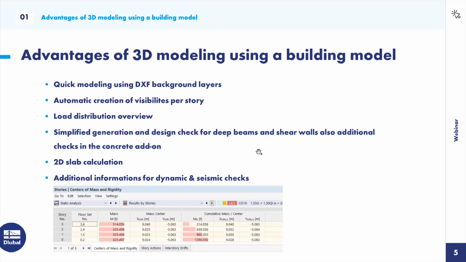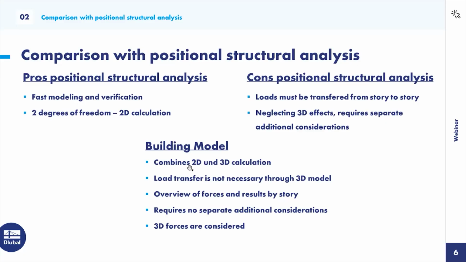Okay, then let's switch to the next chapter. Here is a little overview about a comparison with positional structural analysis. The pros of the positional structural analysis are, of course, that you can model this very fast and also do the design checks, and you only have 2 degrees of freedom in this 2D calculation.